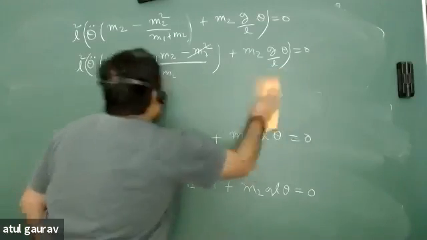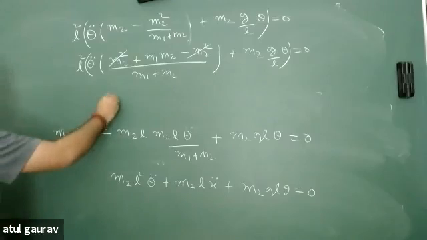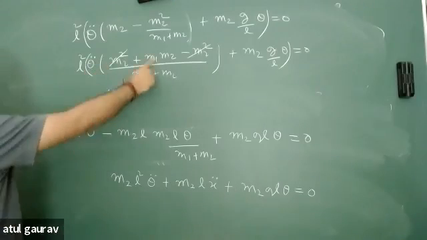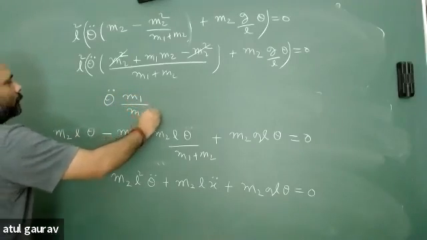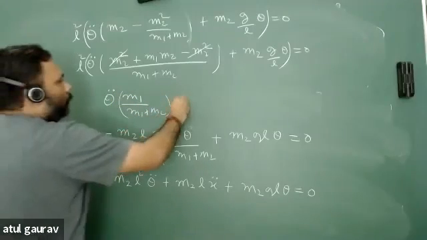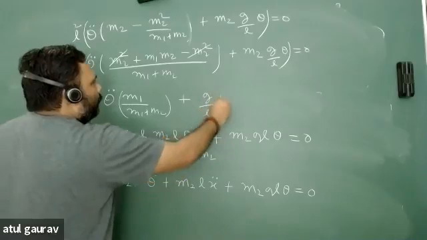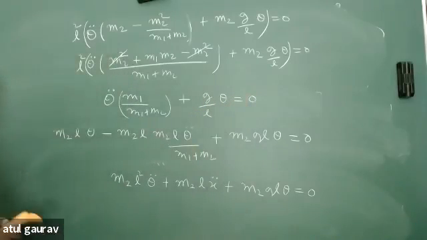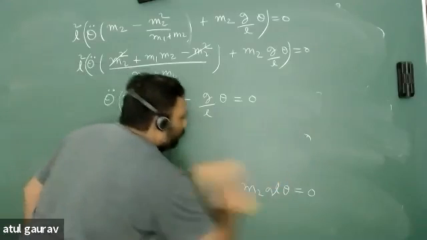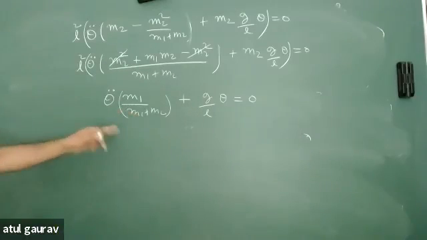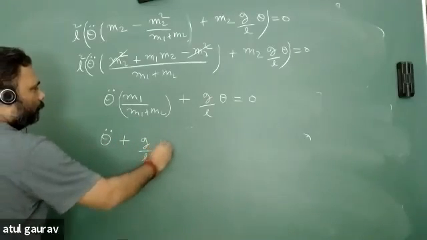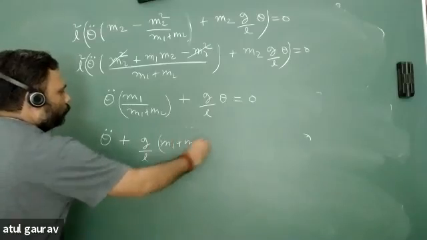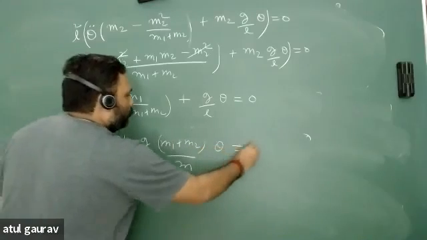So what will be the next equation? We have a wonderful equation: theta double dot L square, and M2 can be common, and there is M1 upon M1 plus M2, plus G upon L theta is equal to 0. Now you can find the angular frequency. This is nothing but a small oscillation: theta double dot plus G upon L, M1 plus M2 by M1, theta must be 0.